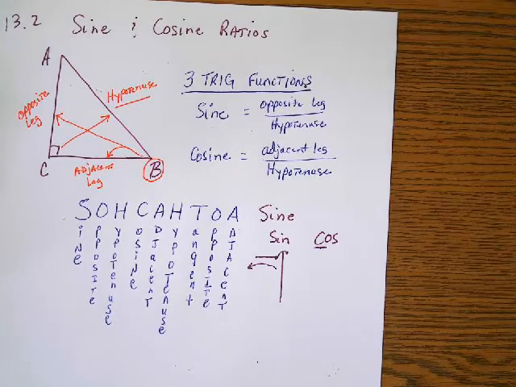Because we're dealing with angle B, and so side BC is the adjacent leg.